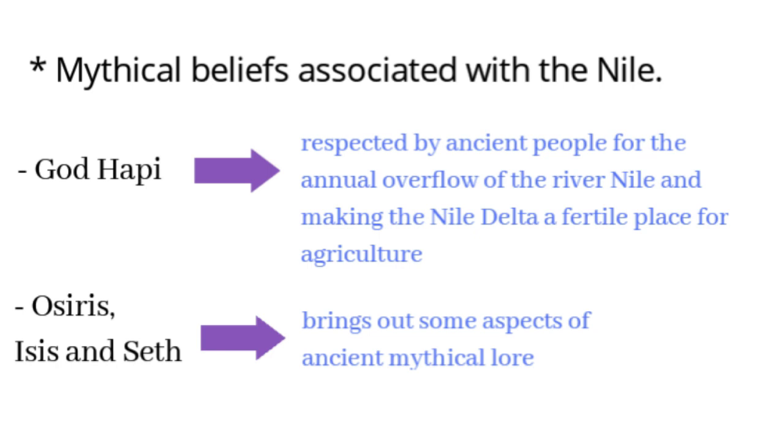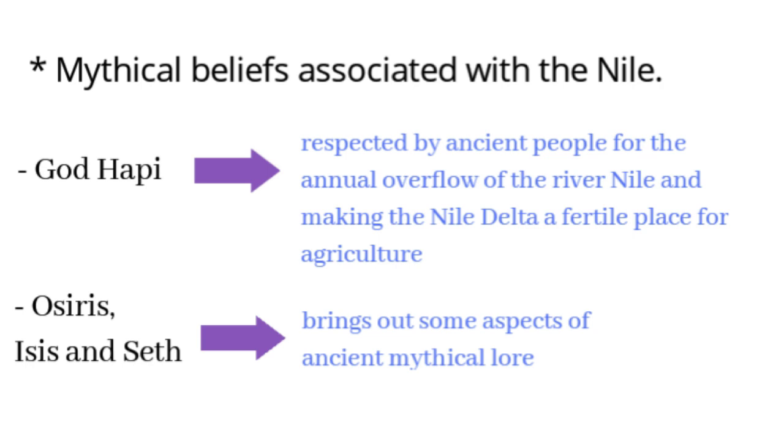Now we will discuss one of my favorite topics related to the poem, the mythical beliefs associated with the River Nile. Of course, there are many, but today I'm going to discuss only two, because you will only have a little bit of time to mention these things in your answer.